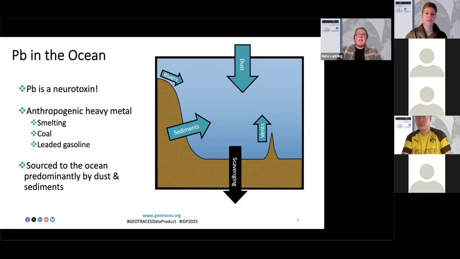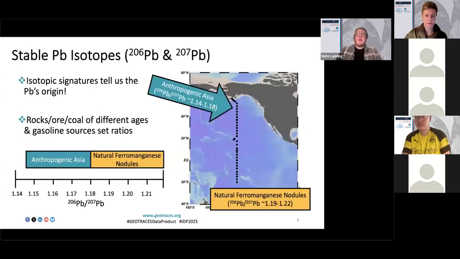We can go beyond just thinking about lead and its concentration and its distribution. We can also start thinking about how we can use lead stable isotopes to tell us something about the lead's characteristics. Specifically, we can think about different isotopes such as 206, 207. You can even talk about lead 208 and 204 as well. But for the purpose of this talk, I'll just be talking about the ratio between lead 206 and lead 207. That isotopic signature, that ratio, tells us about the lead's origin. Specifically, those lead isotopic ratios that we see in the ocean are set by rocks, ore, and coal of different ages, as well as different gasoline sources.